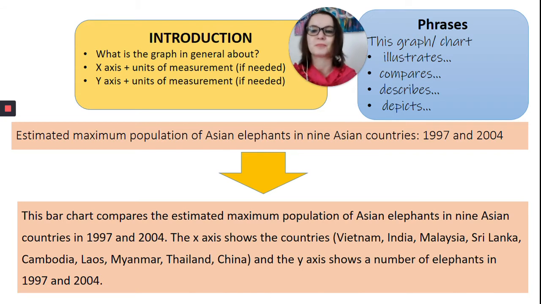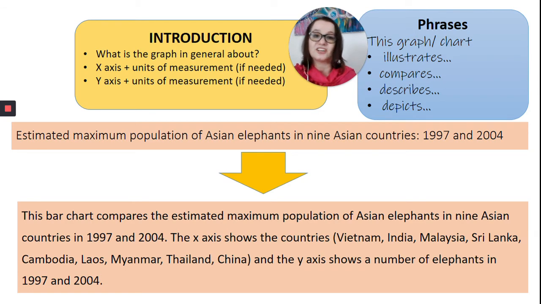That's how you start the introduction. Then you talk about the x-axis, what it shows, right? It shows the countries, the 9 countries, and here you can mention them, like list them in brackets. And y-axis shows, what does it show? It shows the number of Asian elephants in these 2 years, 1997 and 2004. Well, here I have written units of measurement if needed, but in this case, it's not really important.